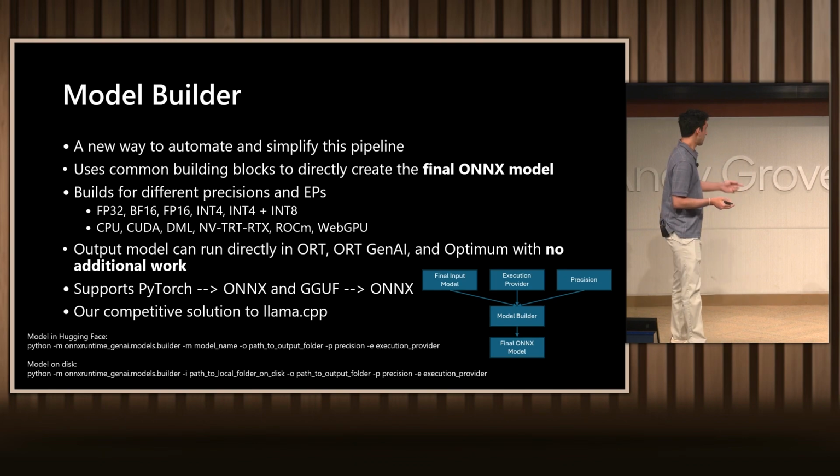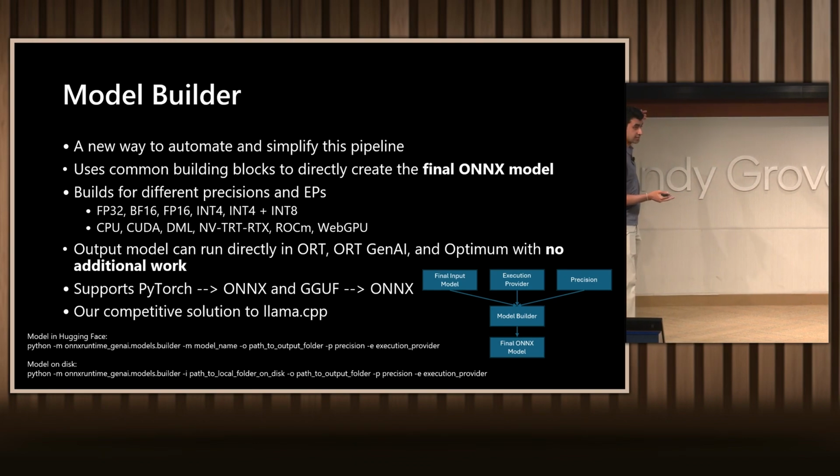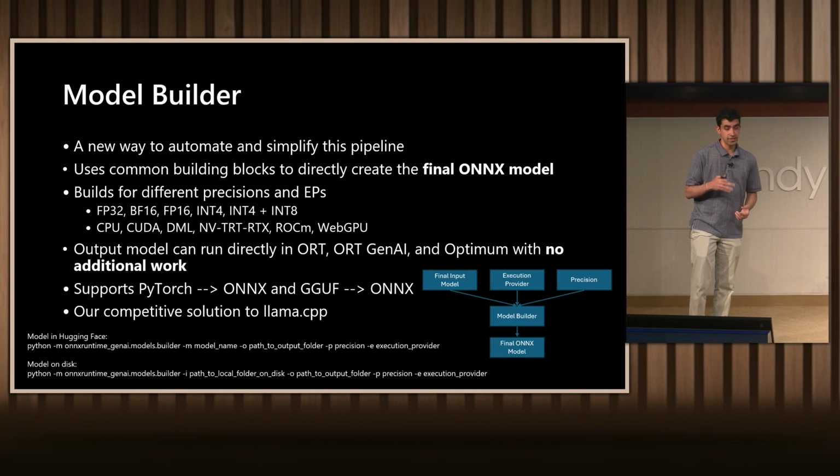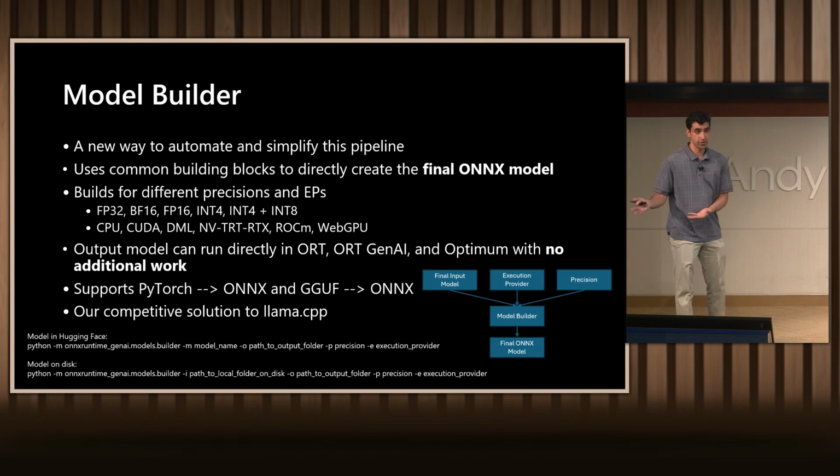So how do you actually use the model builder? Down here below is an example of the CLI usage. If you install the ONNX Runtime GenAI package, you just do ONNX Runtime GenAI.models.builder. You can pass in the model name that would be in Hugging Face, or if you have the model on disk, the path to the local folder on disk, the output folder that you want to store your model and weights in, the target precision, and the target execution provider.